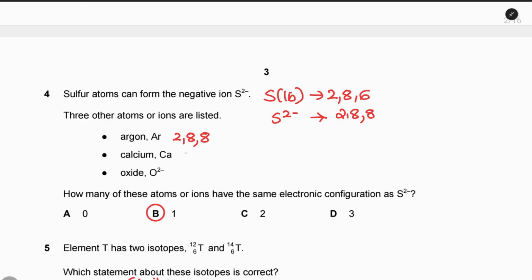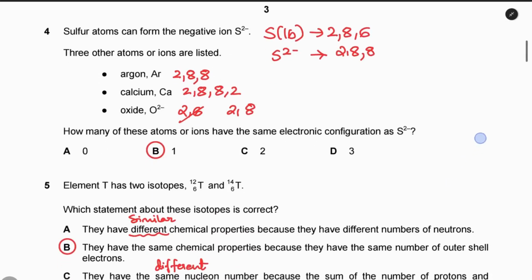Calcium will have 2, 8, 8, 2. And oxygen, first as an atom, will have 2, 6. But it has gained electrons, so it's going to be 2, 8. Okay, so how many of these atoms or ions have the same electronic configuration as S2-? So we can see we can have only one as an atom, so it's going to be P.